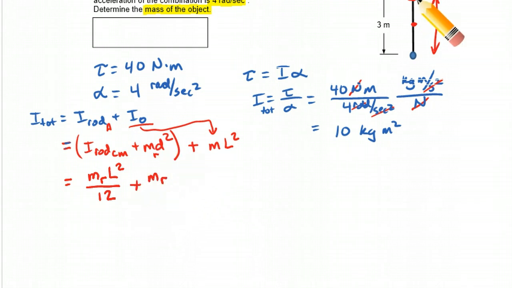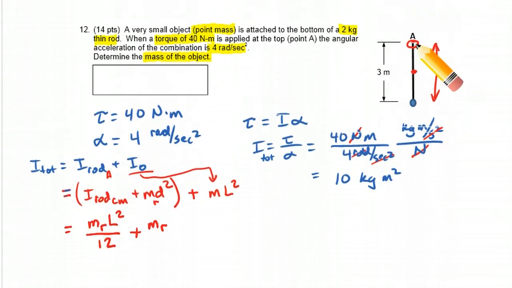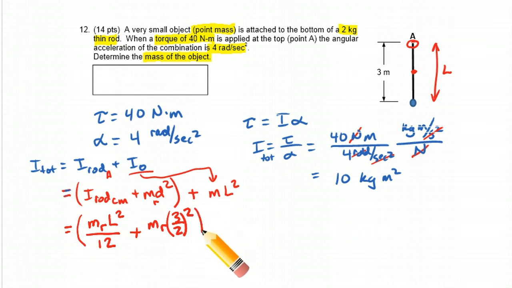The distance is from our rotation point. Let's scroll back up here. Our rotation point to the center mass. So that's half of the length, or 3 over 2. And that distance got squared. Okay, so again, this quantity right there is the I of the rod about point A, which is center mass plus parallel axis theorem. And this is the mass of the object. And the length is 3.